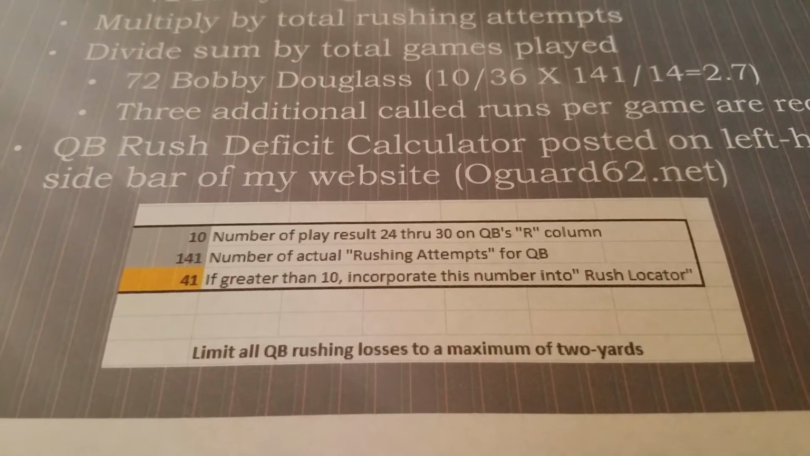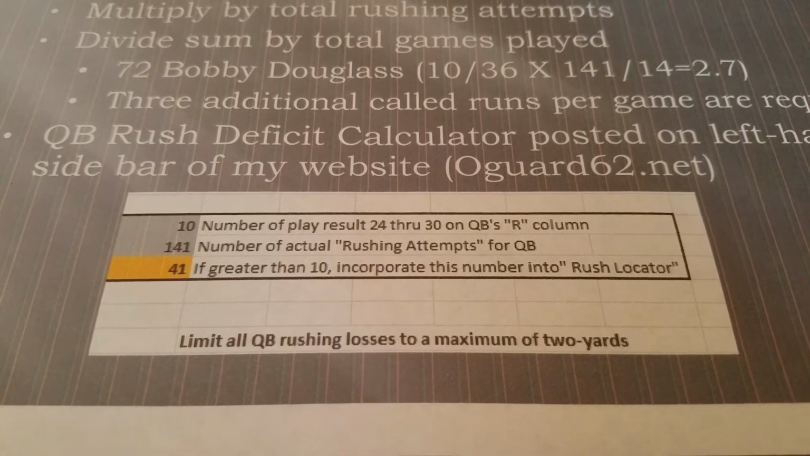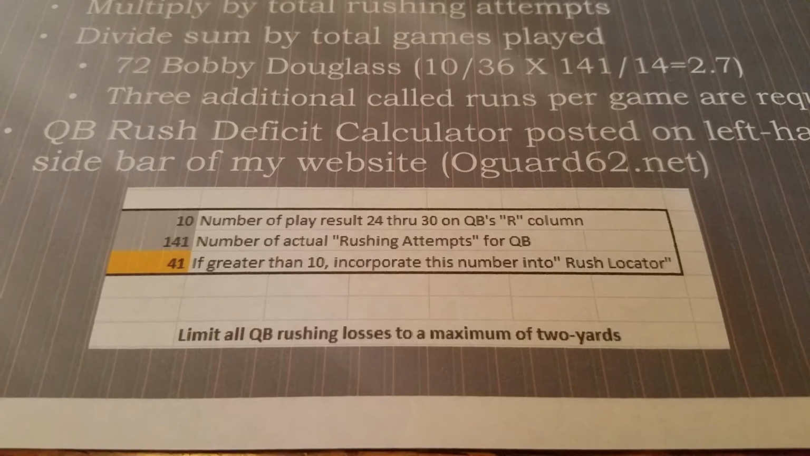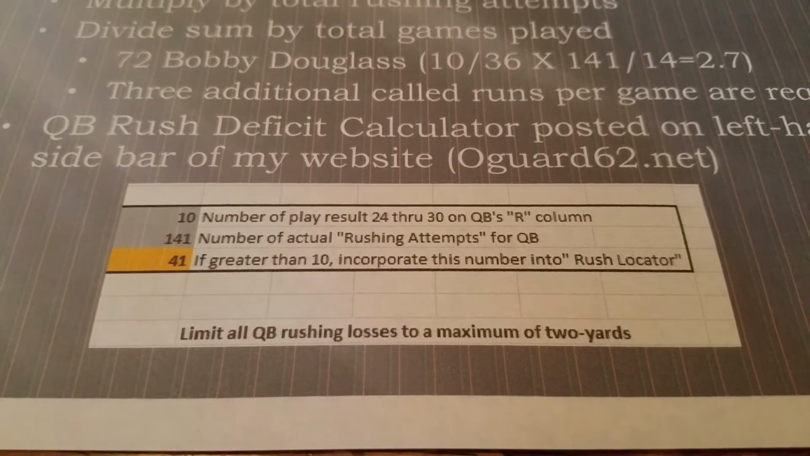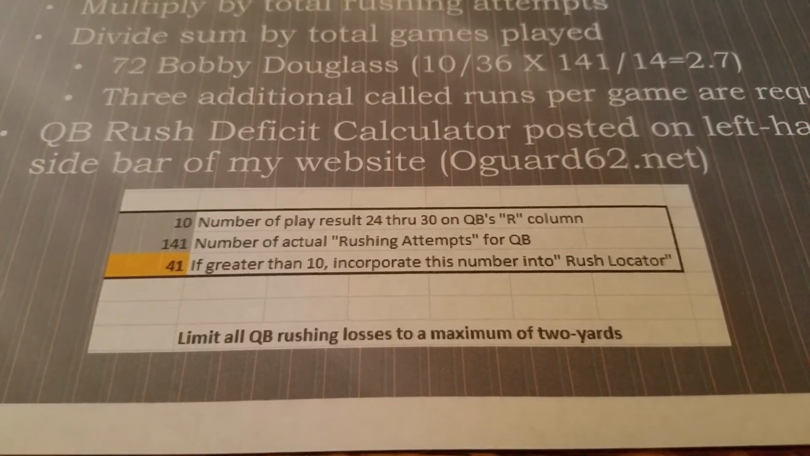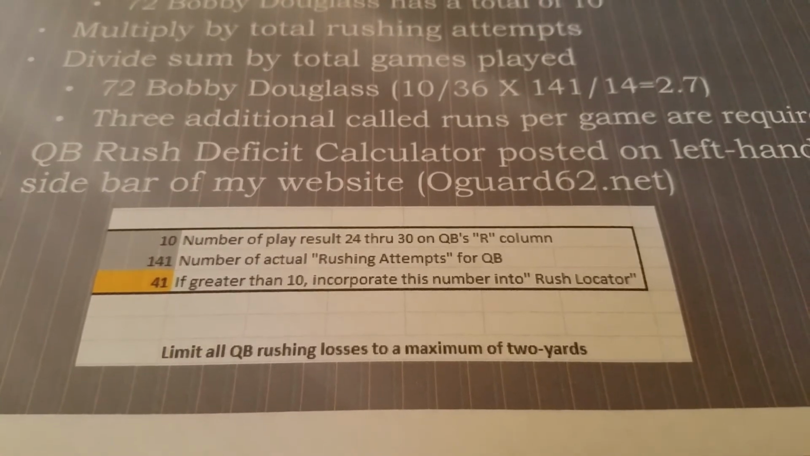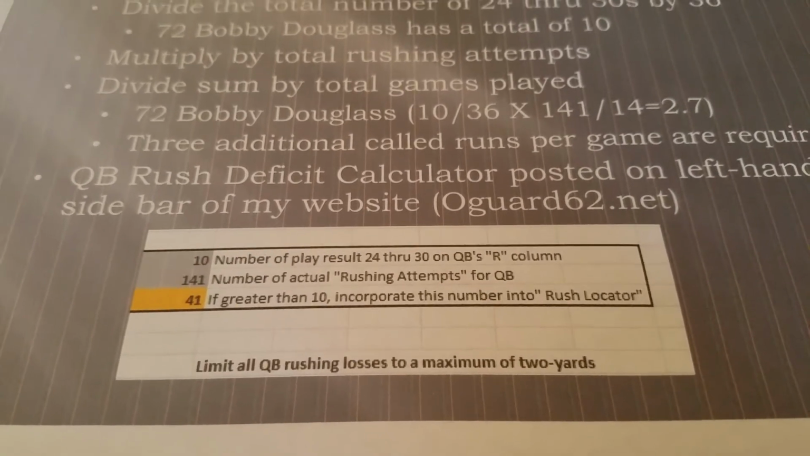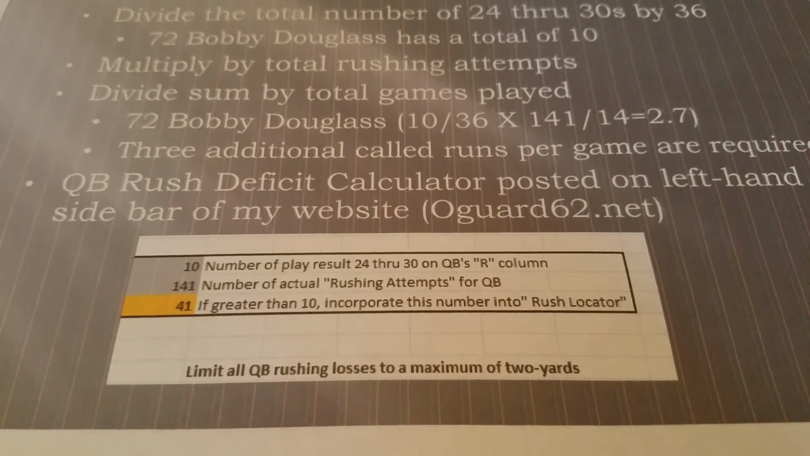Hit enter, and since I use locators for every team, I develop locators for each and every team that I play with. If the number is greater than 10, you can see Bobby's here is 41. He needs 41 additional called runs to reach his total. I would type that number into my locators, and they would take care of it. If it was less than 10, I know that the scramble numbers on the card will get him the carries that he needs.